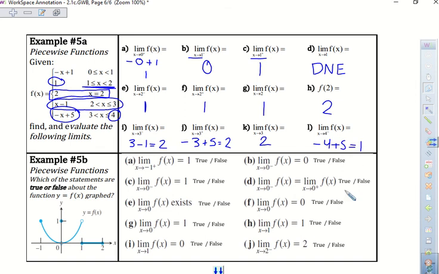So what I want you all to do right now for the next few minutes, go ahead and try example 5B. I'm going to pause it, and you guys can try it.